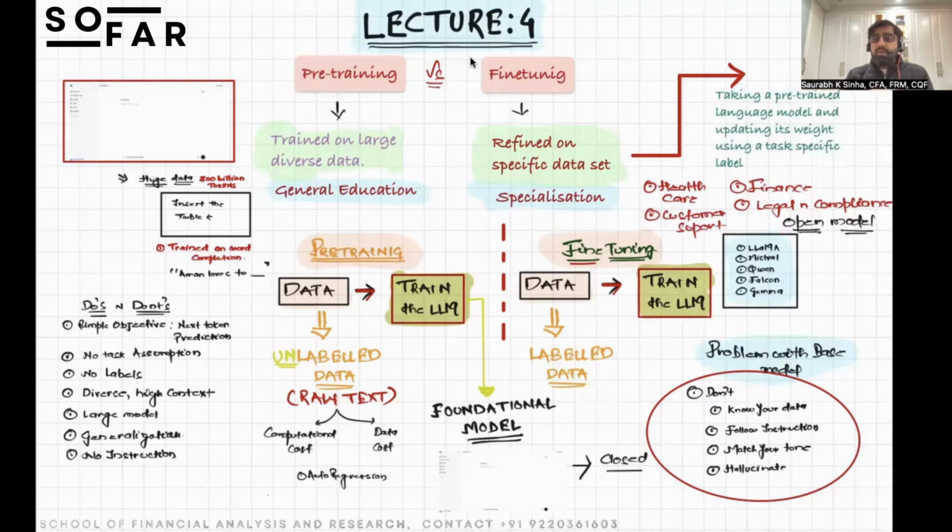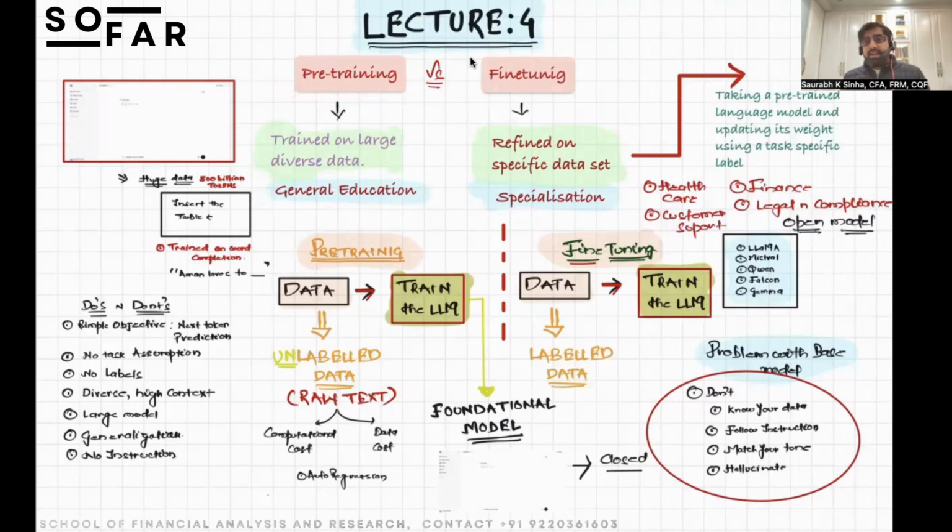But before understanding why we need RAG, why we need prompt engineering, why there is so much discussion around prompt engineering, we have to understand what is pre-training and fine-tuning. So at a very basic level, there are different stages to develop a large language model. Stage number one is pre-training.